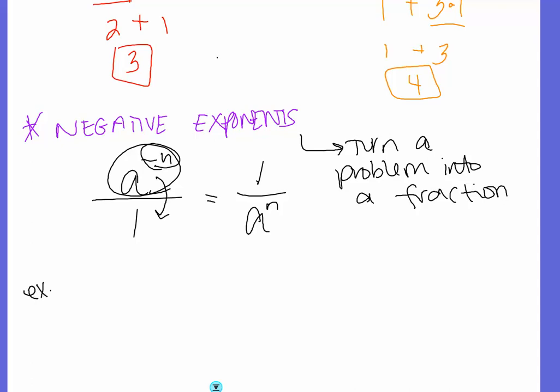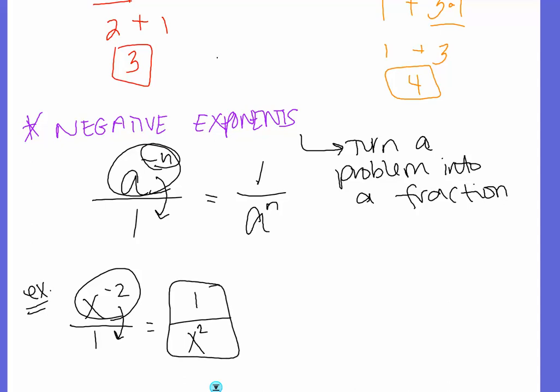So if I look at an example, and I see x to the negative 2, I know I'm not allowed to have negative exponents. It's illegal to have negative exponents. So I want to turn this into a fraction. How do I turn this into a fraction? By putting a 1 under it. I circle all the bases that have negative exponents. So in this case, x has a negative exponent. And because it's on the top, I'm going to move it down. So x squared goes on the bottom. And remember, when I move my negative exponent down, it becomes positive. Nothing's left on the top, so it gets a 1 on the top.